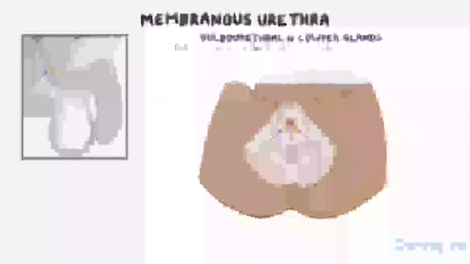Now, in the deep perineal pouch, posterolateral to the membranous urethra, are a pair of pea-shaped glands called the bulbourethral or Cowper glands. The ducts of these glands cross the deep perineal pouch with the membranous urethra and terminate by emptying into the proximal part of the spongy urethra. During sexual arousal, these glands secrete a mucus-like secretion into the urethra.